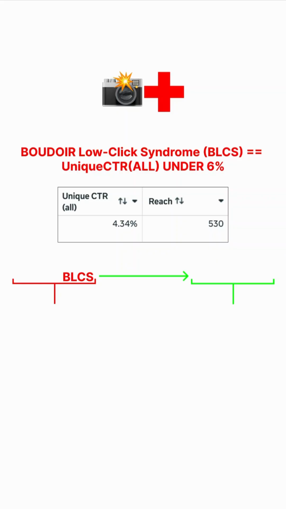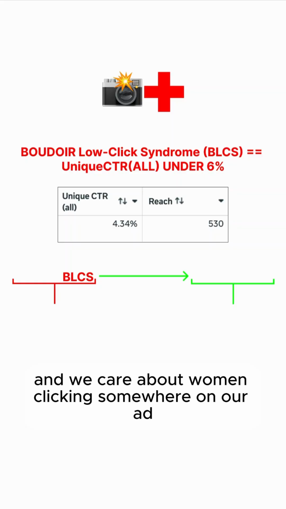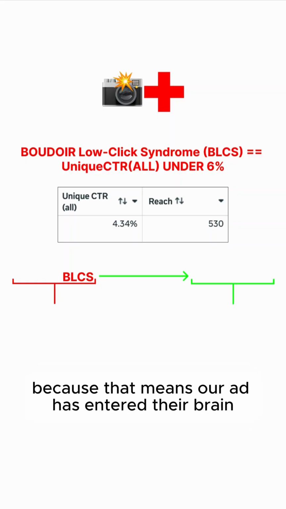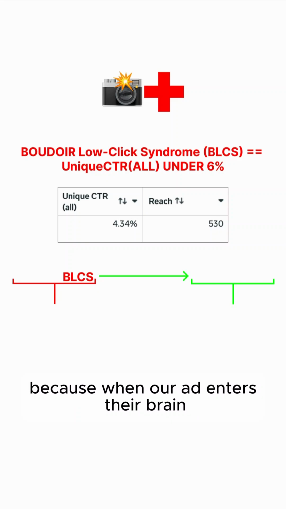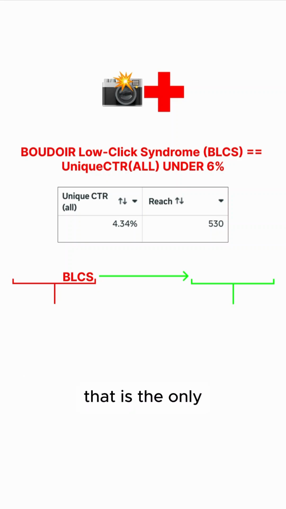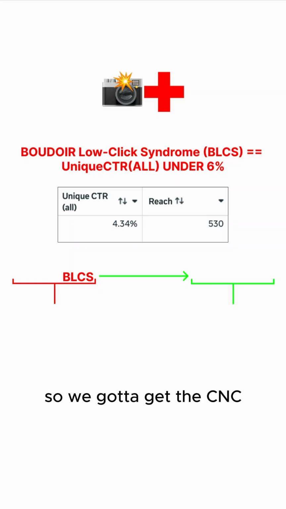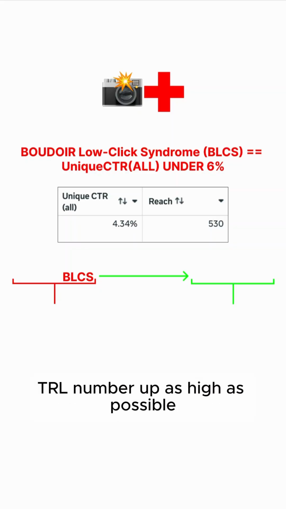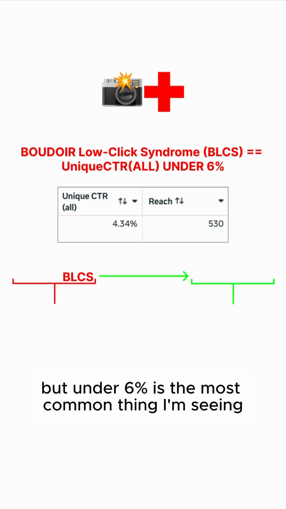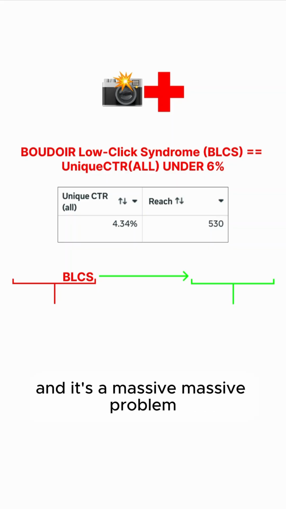scrolling on by. And we care about women clicking somewhere on our ad because that means our ad has entered their brain. And we care about that because when our ad enters their brain, that is the only time their chance of buying from us is non-zero. So we got to get this unique CTR all number up as high as possible, but under 6% is the most common thing I'm seeing, and it's a massive, massive problem.